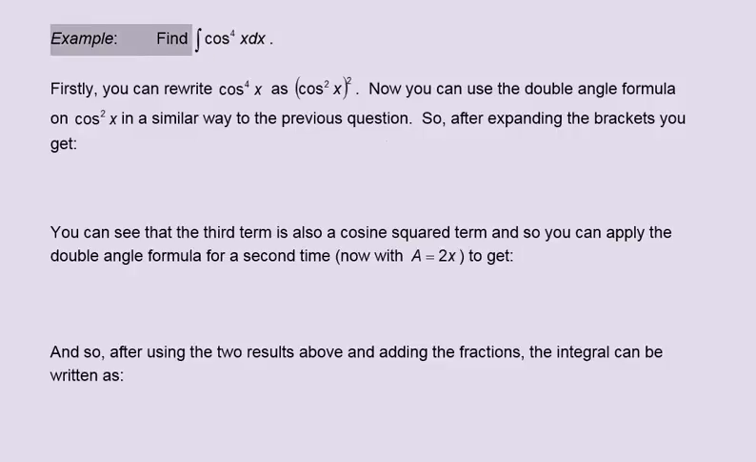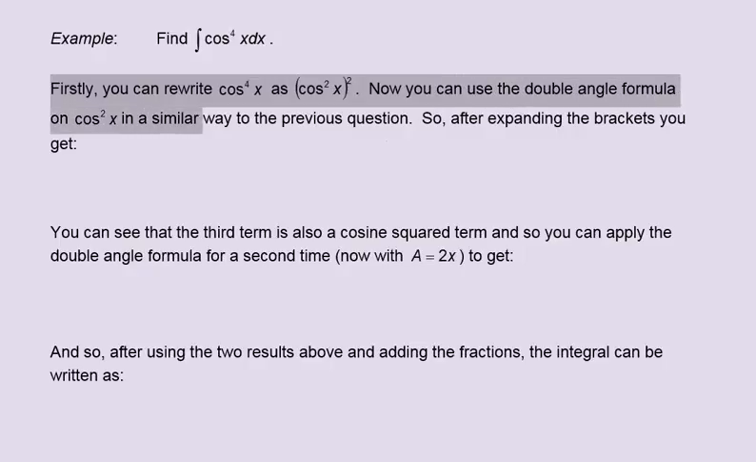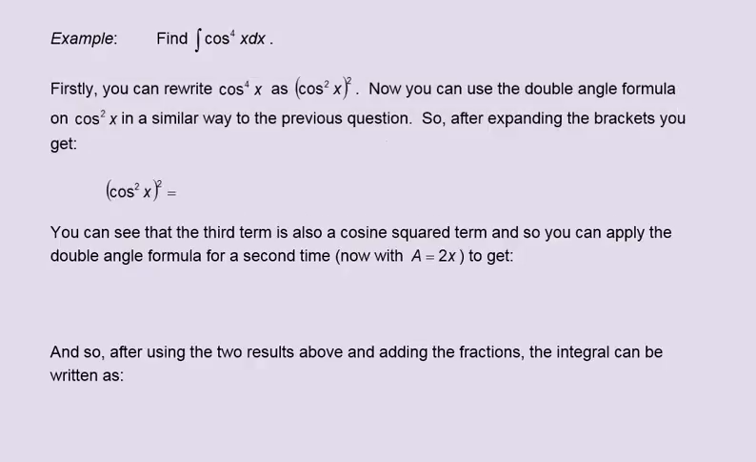Example: find the integral of cos to the power 4 x with respect to x. Firstly, you can write cos to the power 4 of x as cos squared of x all squared. Now you can use the double angle formula on cos squared x in a similar way to the previous question. And so, after expanding the brackets, you get cos squared x all squared equals a half plus a half of cos 2x multiplied by a half plus a half of cos 2x, which equals a quarter plus a half of cos 2x plus a quarter of cos squared 2x.